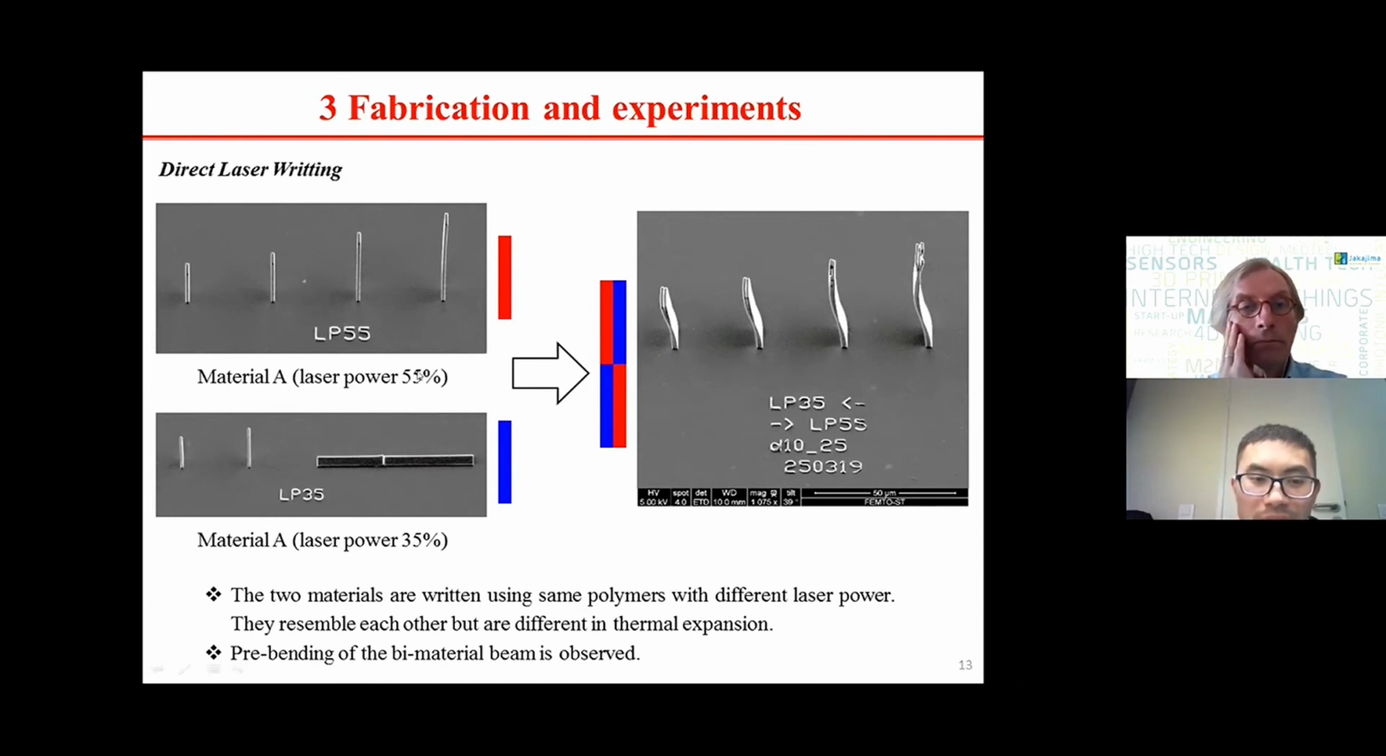And I show it here. So here the initial litho power for the two polymers are 45 milliwatts. So here you use different power, and you see the structure here, and it's like this. You see some pre-bending, and I will talk about this pre-bending later.